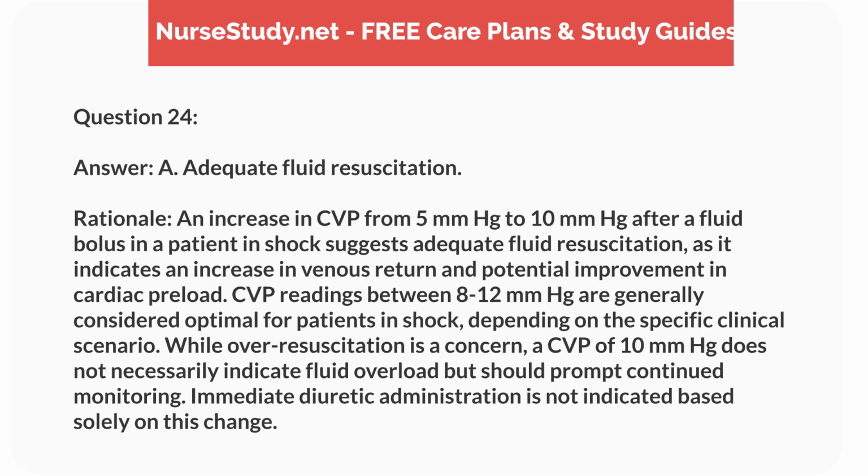Rationale: an increase in CVP from 5 mm of mercury to 10 mm of mercury after a fluid bolus in a patient in shock suggests adequate fluid resuscitation, as it indicates an increase in venous return and potential improvement in cardiac preload. CVP readings between 8 to 12 mm of mercury are generally considered optimal for patients in shock, depending on the specific clinical scenario. While overresuscitation is a concern, a CVP of 10 mm of mercury does not necessarily indicate fluid overload but should prompt continued monitoring. Immediate diuretic administration is not indicated based solely on this change.